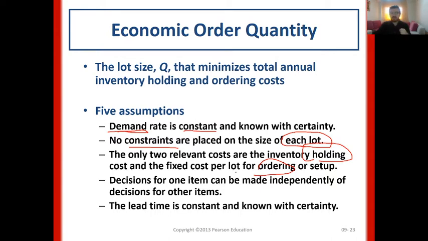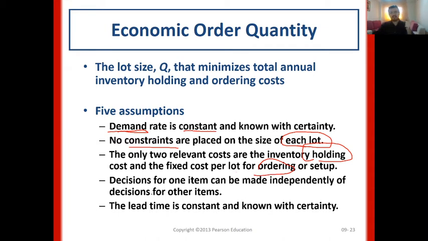Then the fourth assumption is that we are going to make a decision one time every cycle, which is independent from all other SKUs. There is no relationship between SKUs. SKU A is going to be ordered once every cycle, which is not related to any other SKUs.